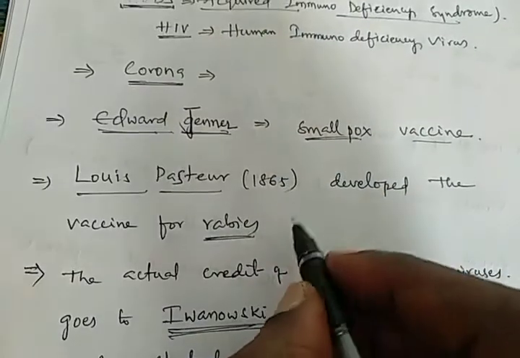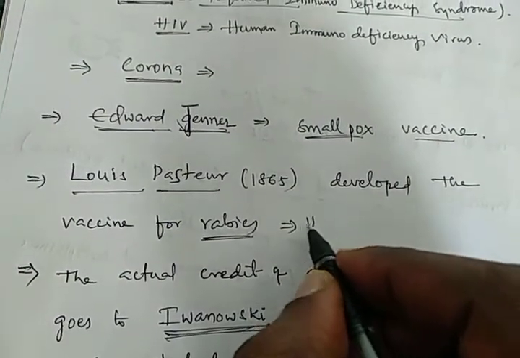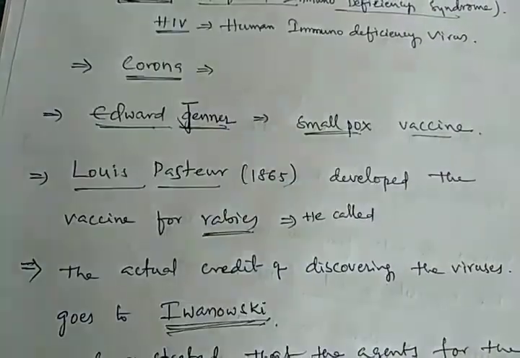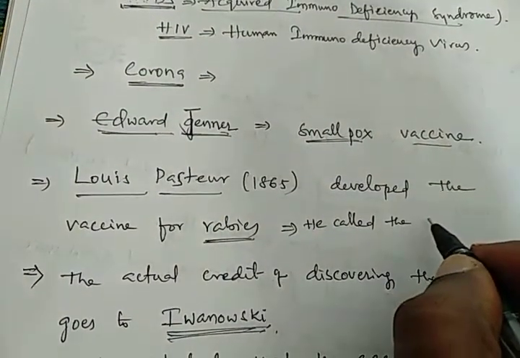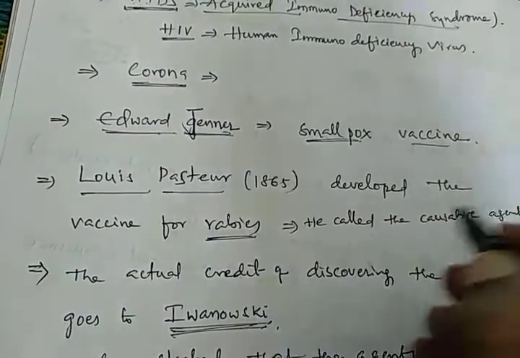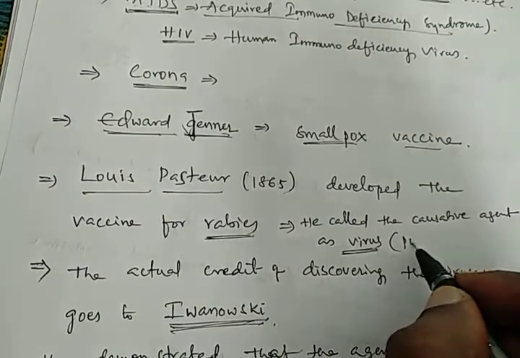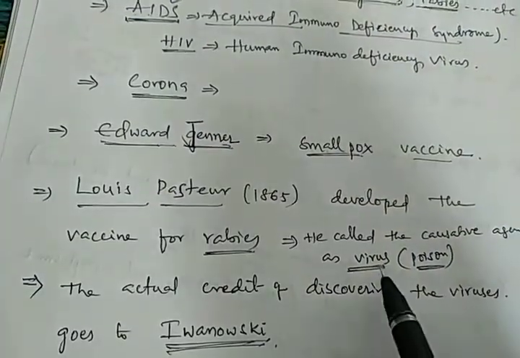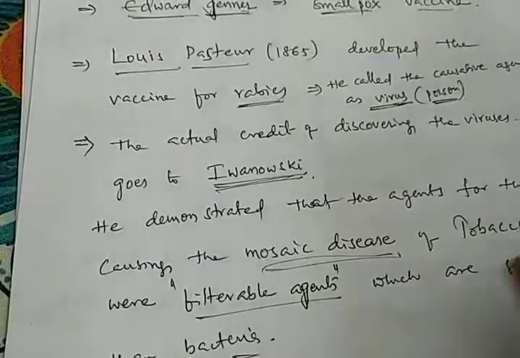So here you see Louis Pasteur. After describing the vaccine, he called the causative agent a virus. Virus means poison. According to him, he described that agent as virus. Okay, right.